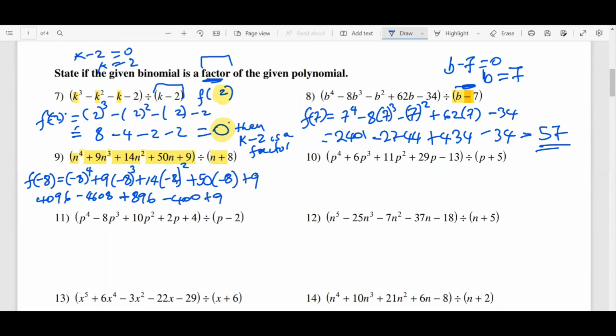Put all of this together, 4,096 minus 4,608 plus 896, minus 400 plus 9. We're getting about -7. It's not a factor. So not a factor. Remainder is -7, not a factor.